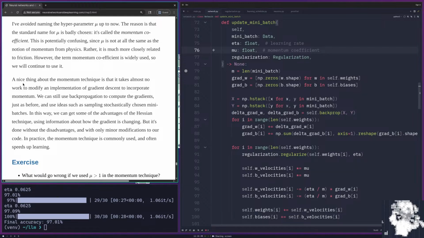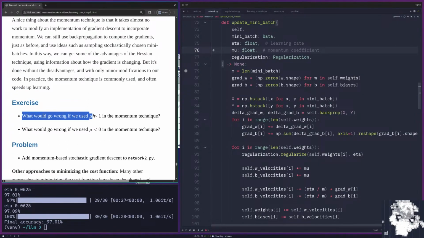It's not friction. A nice thing about the momentum technique is that it takes almost no work to modify the implementation of gradient descent to incorporate momentum. We can still use backpropagation to compute the gradients just as before and use ideas such as sampling stochastically chosen mini batches. In this way, we can get some of the advantages of the Hessian technique using information about how the gradient is changing, but it's done without the disadvantages and with only minor modifications to our code. In practice, the momentum technique is commonly used and often speeds up learning.